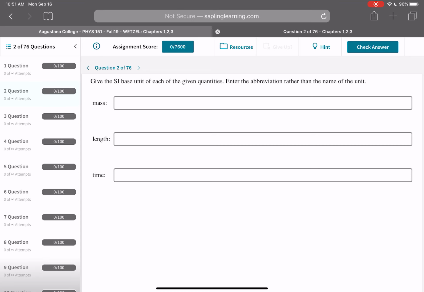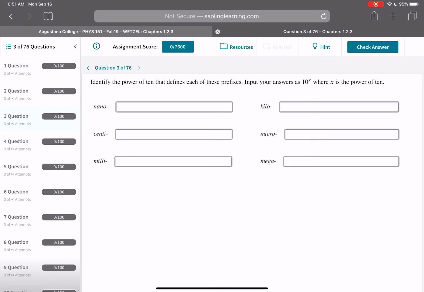SI unit of each of the quantities: mass, kilogram; length, meter; time, second. Identify the power of 10 that defines each of these prefixes. Input your answers as 10^x, where x is the power of 10. So nano is -9, centi is -2, milli is -3, kilo is 3, micro is -6, mega is positive 6.